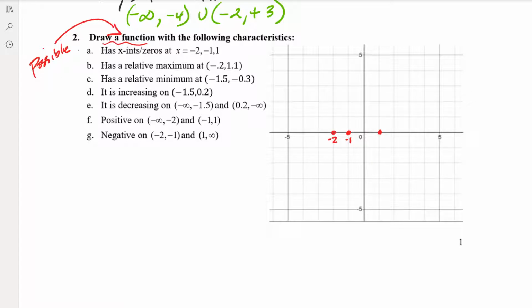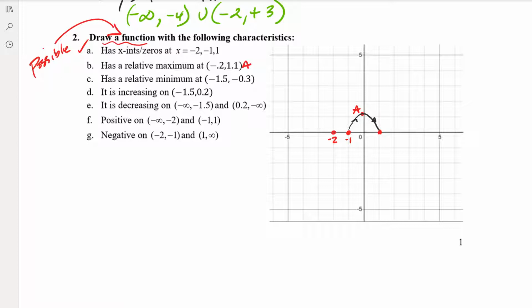Let's check them off as we do it. It has a relative max at negative 2/10, comma 1.1, so roughly negative 2/10. It'll be a little bit left of 0 there, and then up 1.1. So we've got 1.1 right about here. Let's call this point A, and that's a max. If it's a relative max, the function has to go through the x-intercepts, increase, and then decrease to get a max. So I'm expecting something like that.